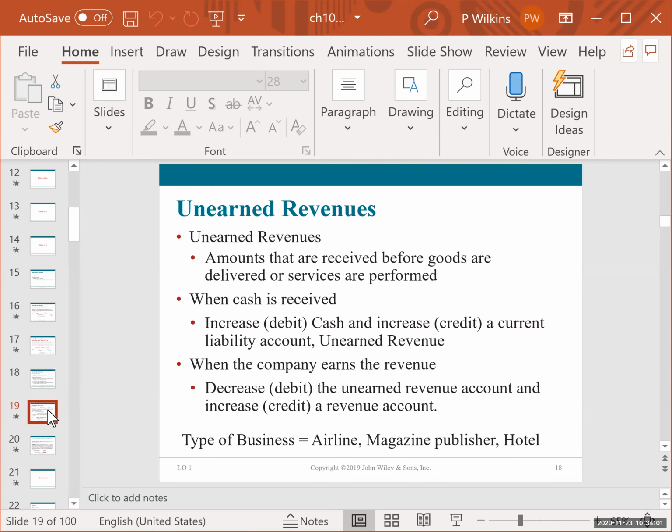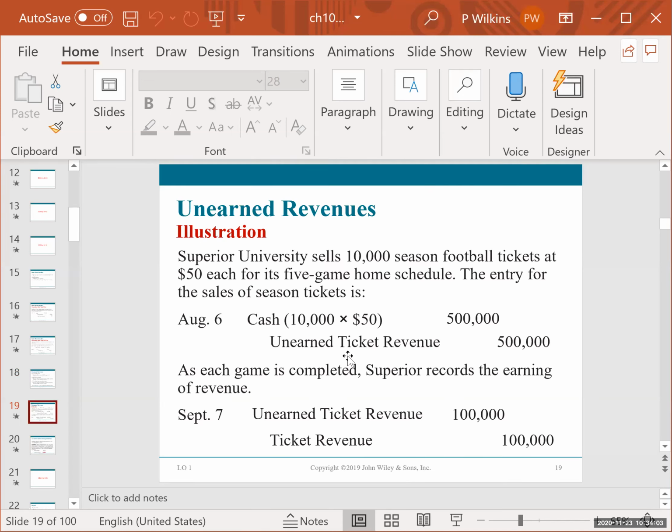Let's go to the next slide here. Here's an example. Superior University sells 10,000 season football tickets, all for $50 each, for its five-game home schedule. The entry for the sales of the season tickets: 10,000 times $50 is $500,000. They're going to debit cash $500,000 and credit unearned ticket revenue $500,000. That recognizes the ticket revenue that they haven't earned yet, but they received the cash.